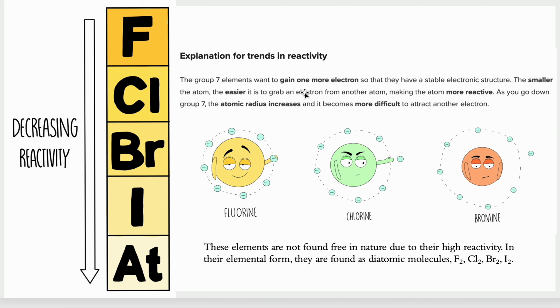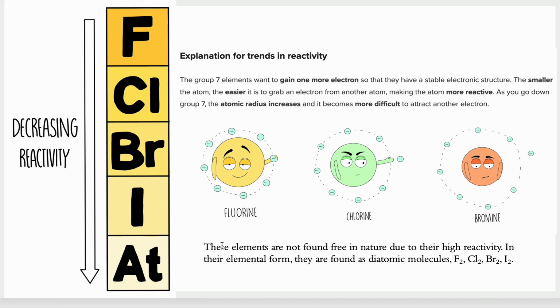So all of these elements tend to gain one electron. The more easily they gain the electron, the more reactive they are. So that's why fluorine gains an electron very easily, and that's why it is more reactive than chlorine. Chlorine doesn't gain the electron as easily as fluorine, and so on.